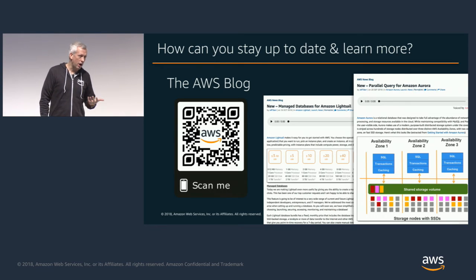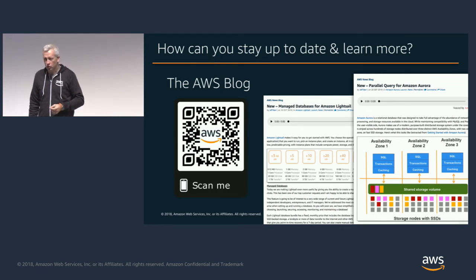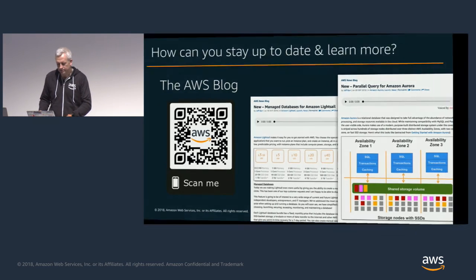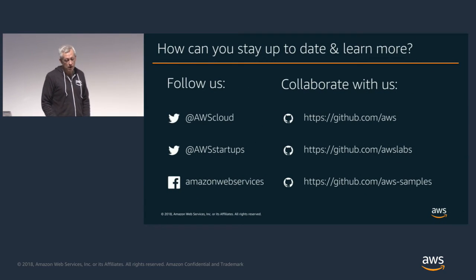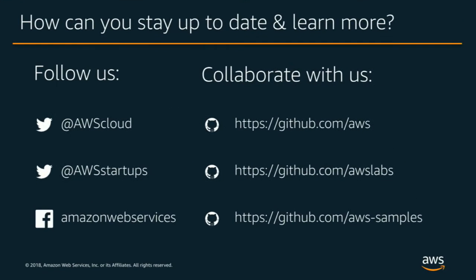That's a really good RSS feed to subscribe to and a really good way to stay up to date with AWS. The second thing is via social media and via collaborative channels like GitHub, for example. So you can find AWS on Twitter. You can find AWS startups, including live coverage from Web Summit this week on Twitter at AWS Startups.